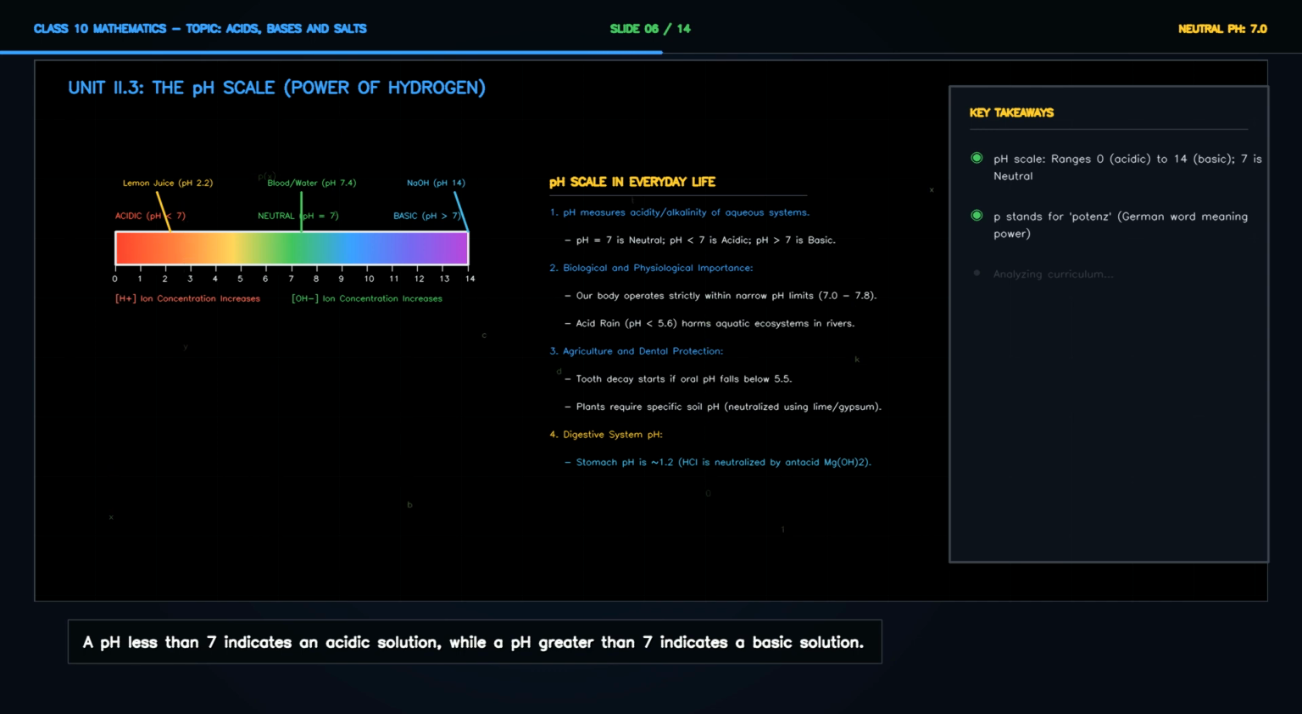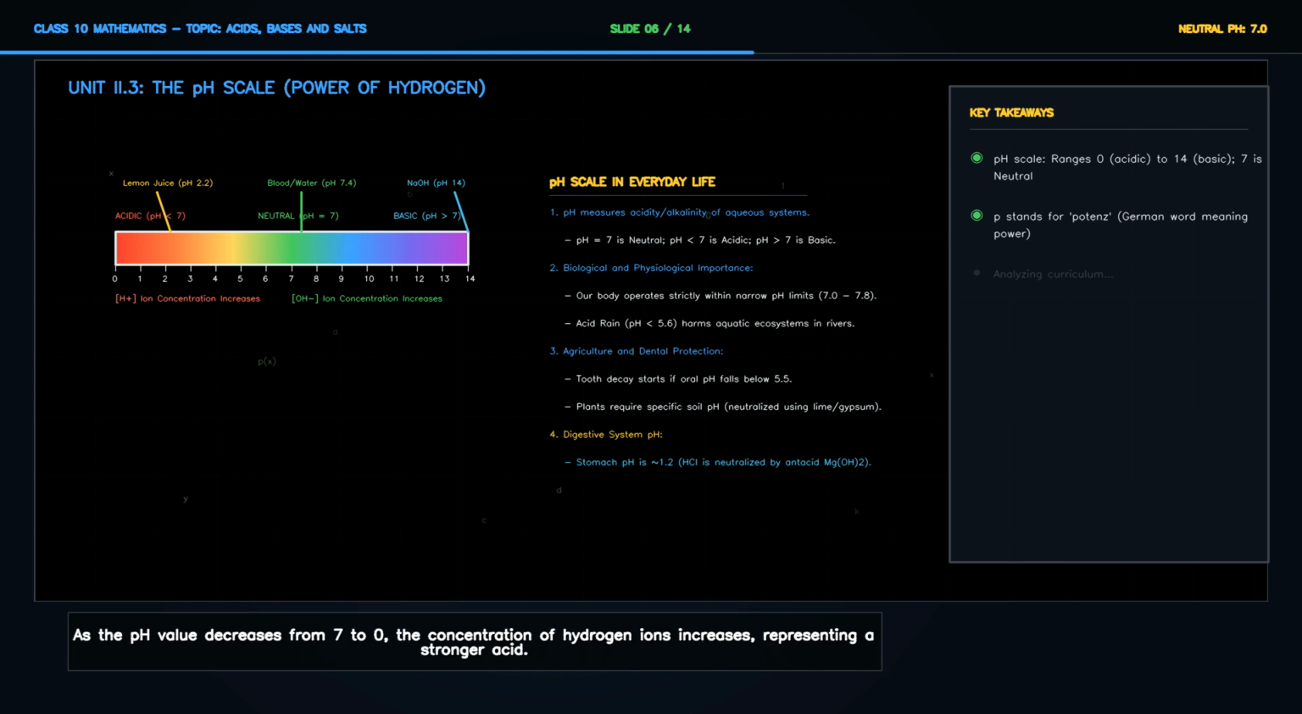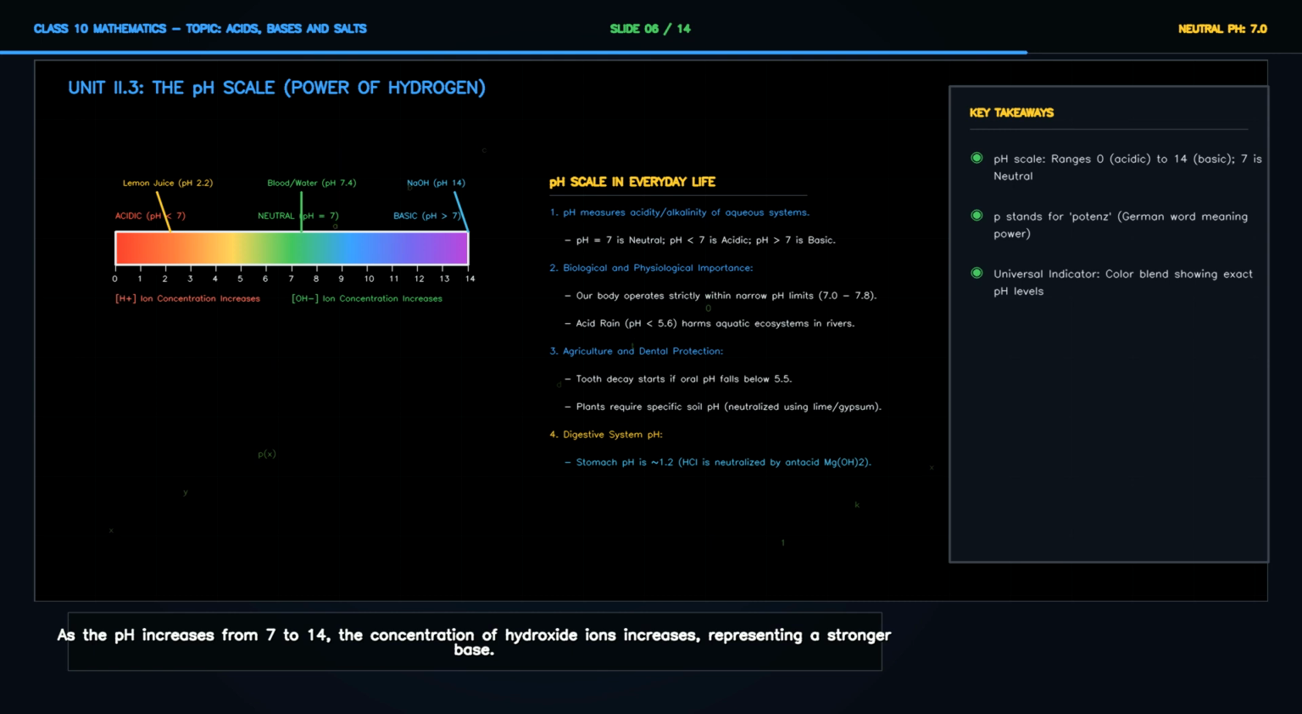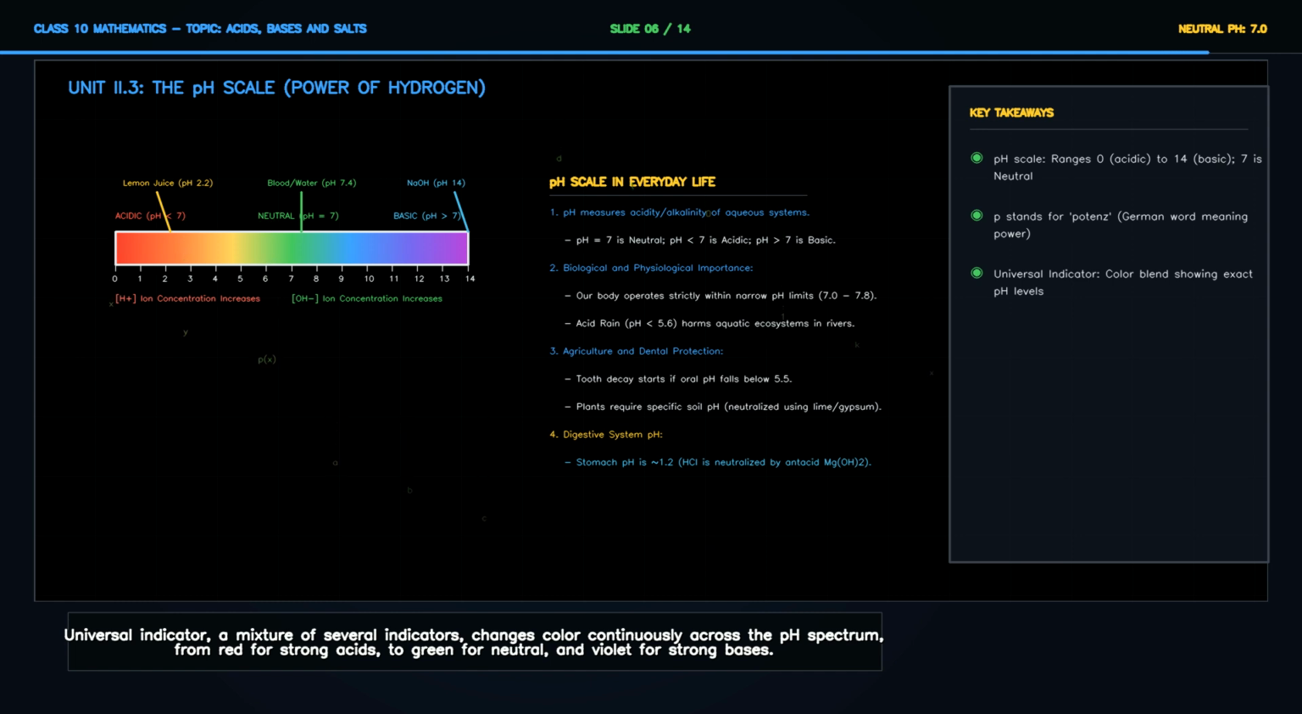As the pH value decreases from 7 to 0, the concentration of hydrogen ions increases, representing a stronger acid. As the pH increases from 7 to 14, the concentration of hydroxide ions increases, representing a stronger base. Universal indicator, a mixture of several indicators, changes color continuously across the pH spectrum, from red for strong acids, to green for neutral, and violet for strong bases.